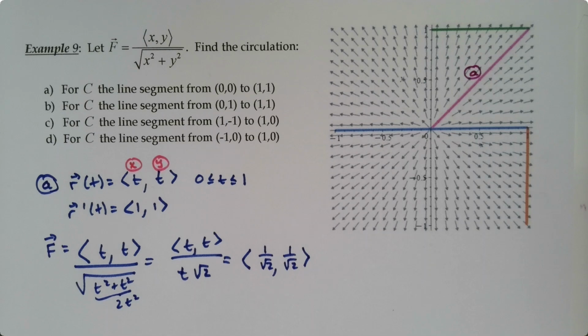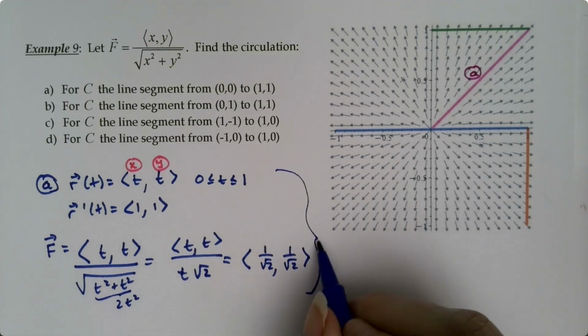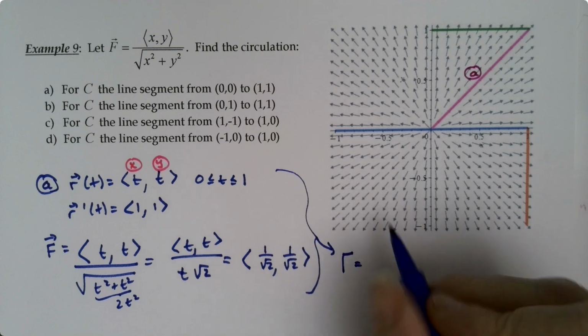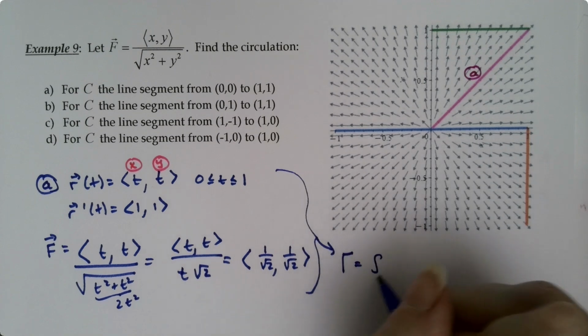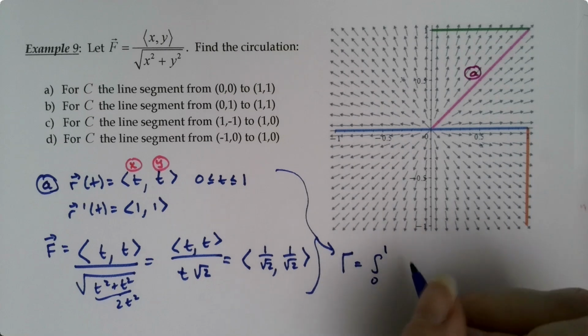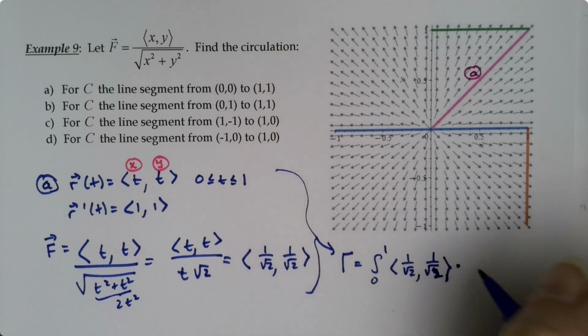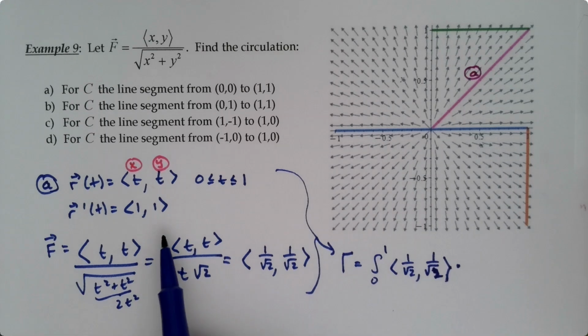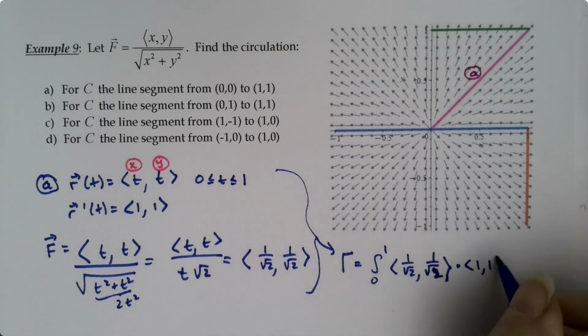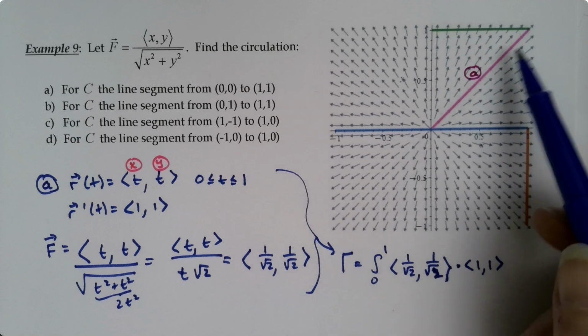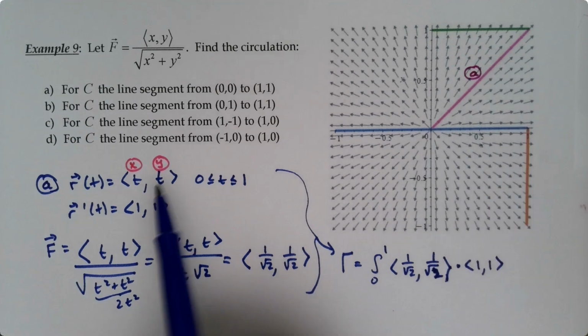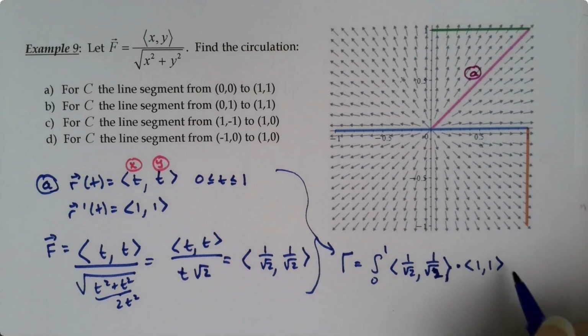Okay, so let's put that together and let's find the circulation. The circulation would be the integral from 0 to 1 of 1 over the square root of 2, 1 over the square root of 2, dot product with 1 comma 1. Right, again, that had a slope of 1. It's got a y-intercept of 0, slope of 1, so therefore the ratio of those has to be 1, dt.